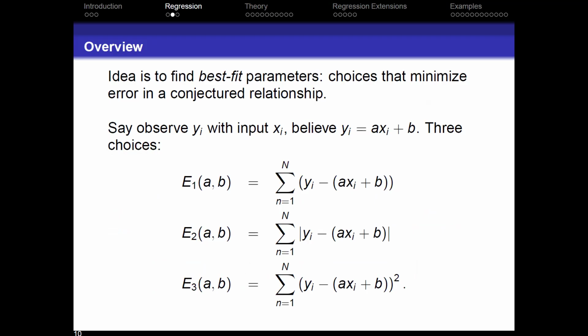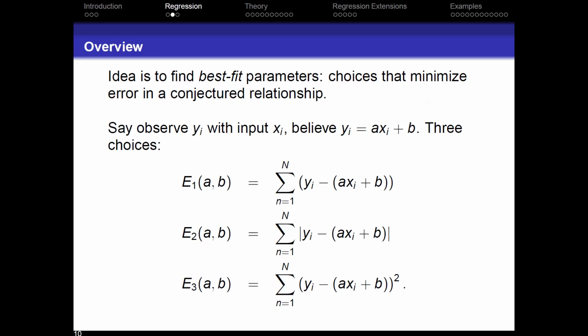I could look at yi, which is what I observe, and axi plus b, which is what I predict. And I can look and see what's the difference between observed and predicted. That's the first. I can look at the absolute value of observed minus predicted, or I could look at the square of observed minus predicted. Two of these are legitimate metrics. One of them sucks. Which one sucks and why?